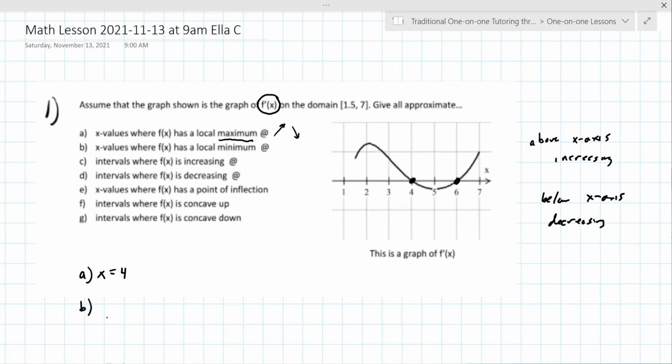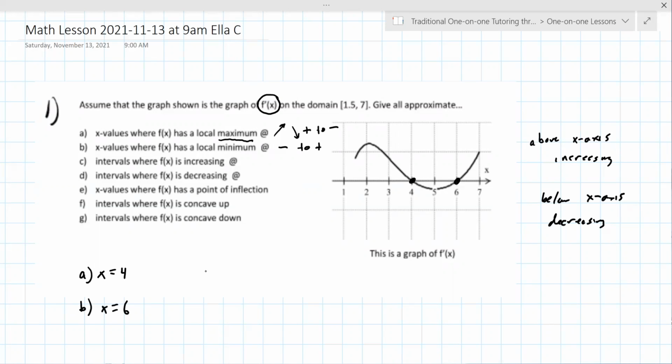Similarly, B is where the derivative, I mean, maybe I should do this in terms of the derivative. It's plus to minus for a maximum. So the minimum is going to be minus to plus, because that corresponds to a decreasing original function that is increasing again. And that's x equals 6, where it crosses that way.